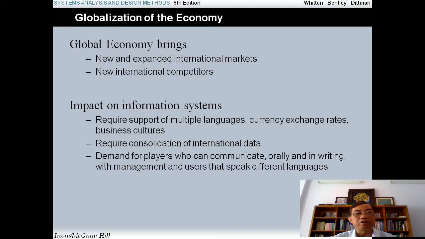The impact on information systems: they require support of multiple languages, maybe English, Vietnamese, maybe French, Japanese, and so forth. There is currency exchange risk and business culture, a requirement for consolidation of international data, and a demand for employees who can communicate orally and in writing with management and users who speak different languages.